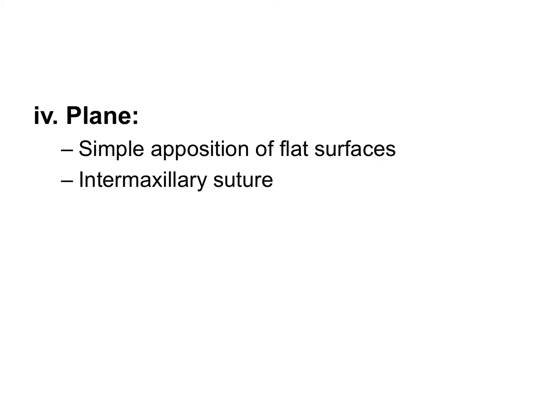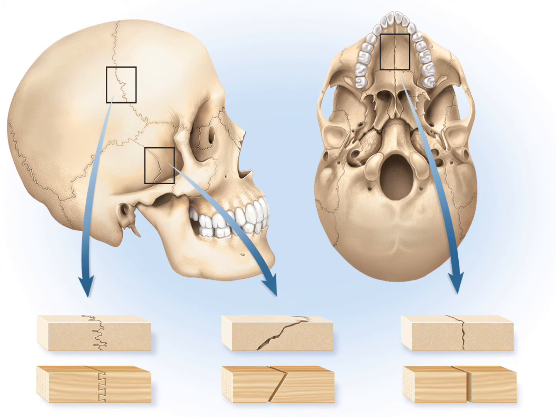Then we come to the plane sutures. In plane sutures, as the name shows, the opposing surfaces that form the joint are flat. The major example is the intermaxillary suture. Here you can see in the norma basalis, there is a black box that shows the intermaxillary suture. That is highlighted below. The opposing edges of the bones are flat.